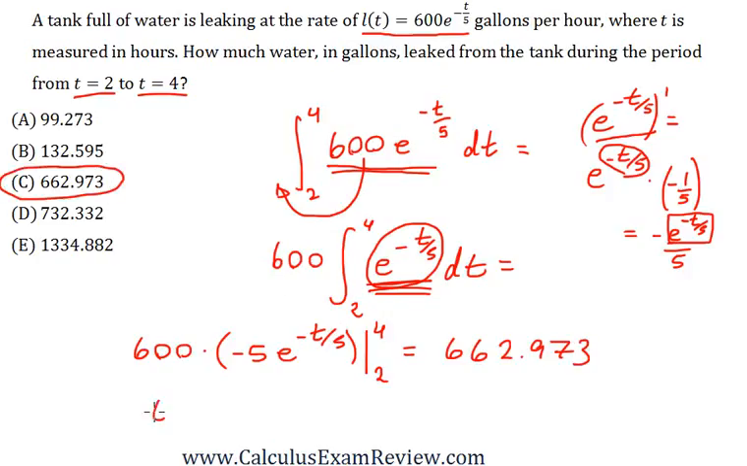Of course, if we were to do this manually, we could go like this: negative 5 e to the negative 4 over 5 minus negative 5 e to the power of negative 2 over 5. And that's it.